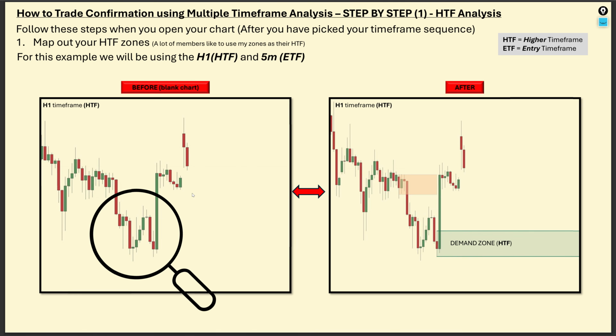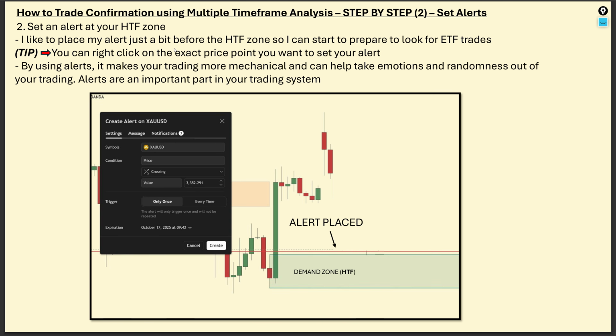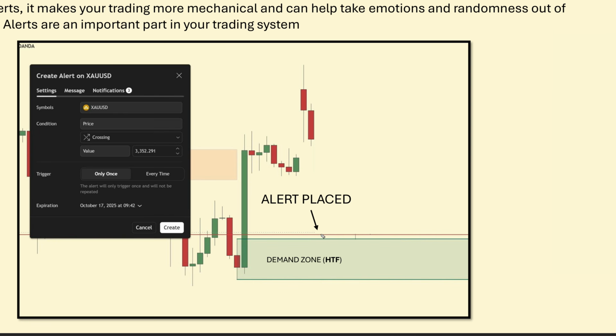What do we do from here? Well, this is what I like to do. Step-by-step, number 2 is set alerts. It's not necessary, but in my opinion, it's actually very, very important. I like to place my alert just before the higher time frame zone. The reason I like to do just before is because I like to pre-plan.